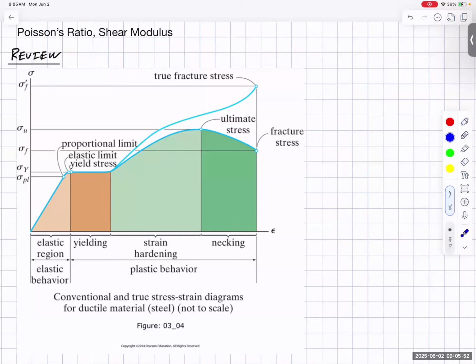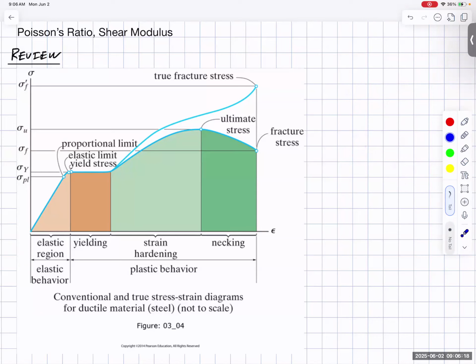We had talked about stress. Remember, stress is force over area. And we talked about this concept of strain being the change in length over the initial length. And then what we said is we have this concept of a stress-strain relationship. We called that our modulus of elasticity, stress over strain.